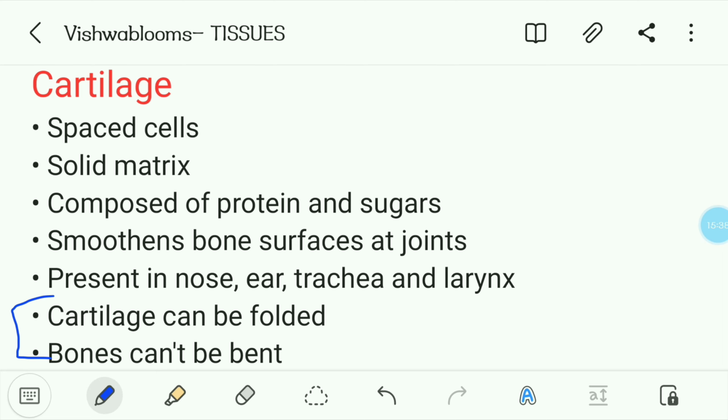Now the main difference between cartilage and bones. From these two points we can find that cartilage can be folded. I am able to fold my nose. But bones, I am not able to bend my bone. Hand bone, I am not able to bend. That is the main difference between cartilage and bone.